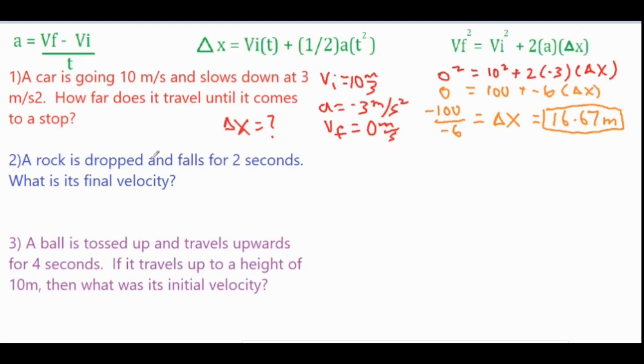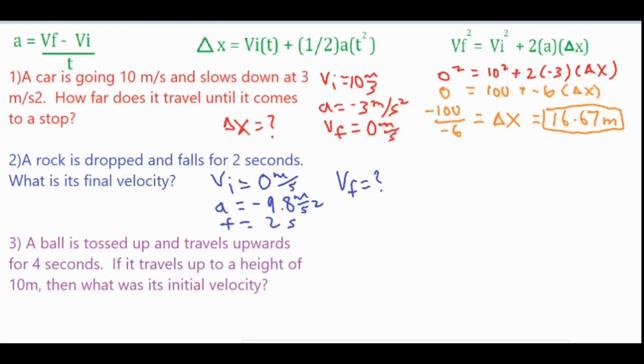So we have a rock that is dropped. The word dropped on its own tells us two things already. One, that the initial velocity is 0, and two, that the acceleration is negative 9.8 meters per second squared, as is everything in free fall motion. And it falls for 2 seconds. So we have a time of 2 seconds, and we're looking for our final velocity.